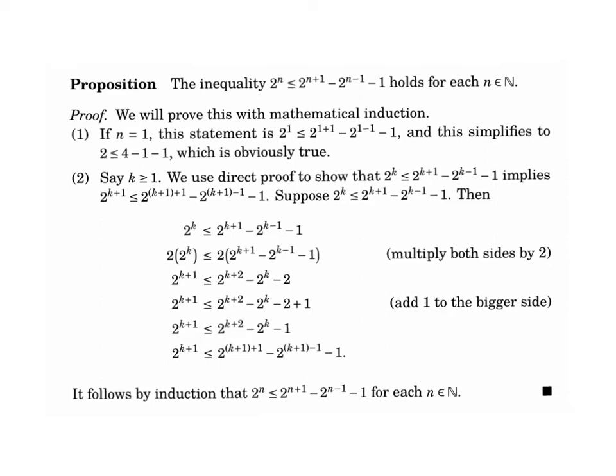We're trying to show that the inequality 2 to the n is less than or equal to 2 to the n plus 1 minus 2 to the n minus 1 holds for each n. So that's the statement that we're trying to prove. And again, we start out here with an introductory sentence where we say that we're going to use induction.